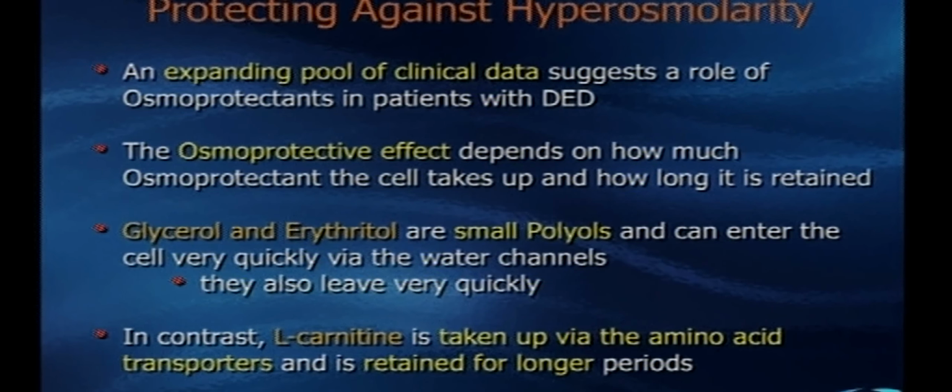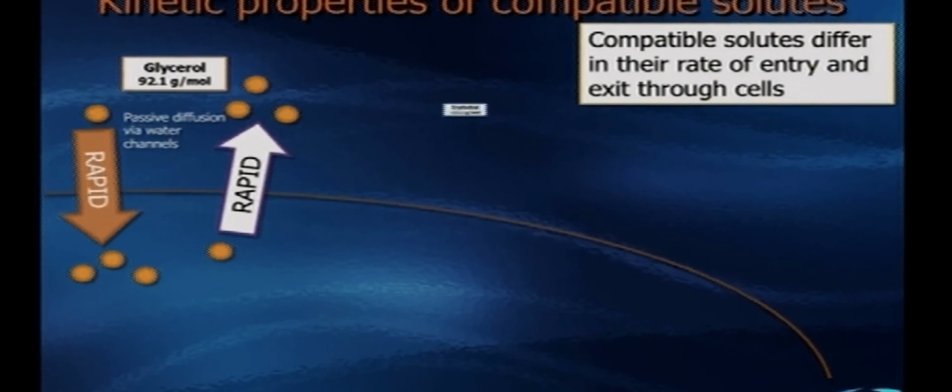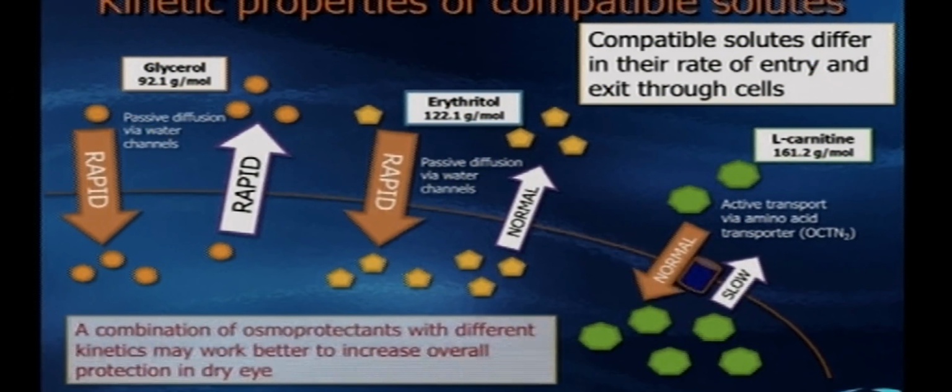Glycerol and erythritol, for example, are small polyols. They work very quickly through the water channels, but they also leave very quickly. In contrast, the amino acids like carnitine, which are taken up via amino acid transporters, are retained for longer periods. And it is these kinetic properties, when they're properly balanced, that make a product or a tear film substitute ideal. So you have very rapidly moving items, medium speed of moving items, and those which have to be actively transported across the cell membrane. And it is the proper combination of these which works to make an overall protection better.